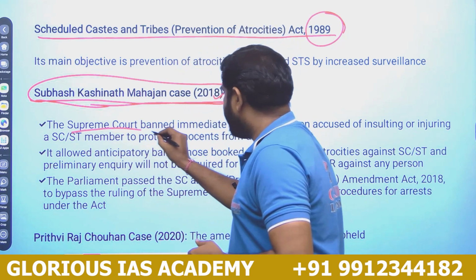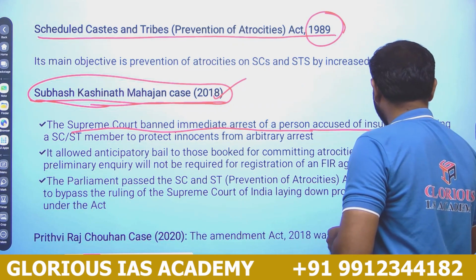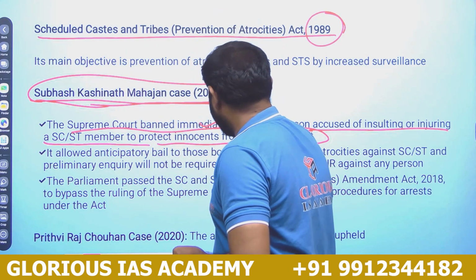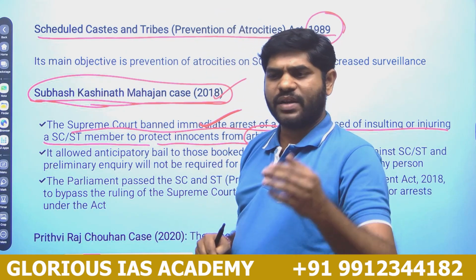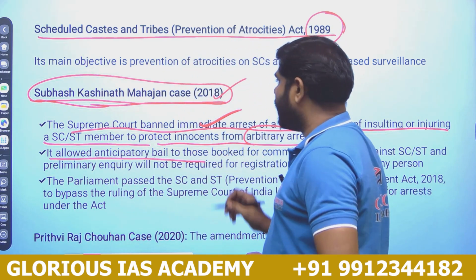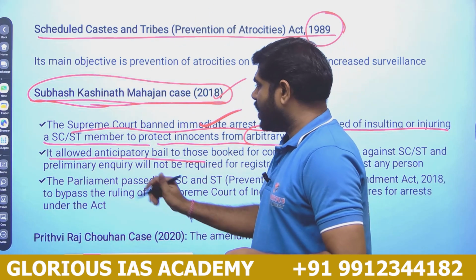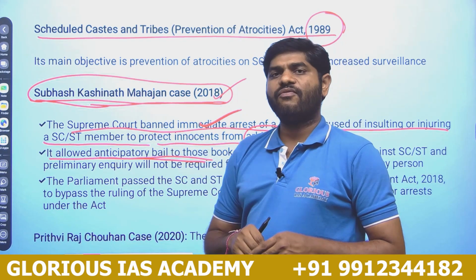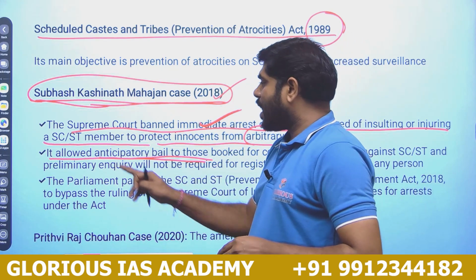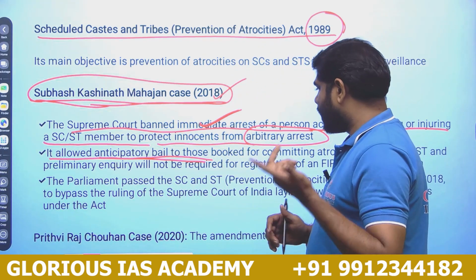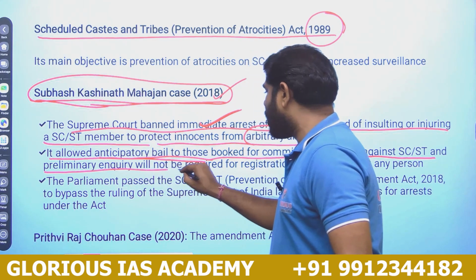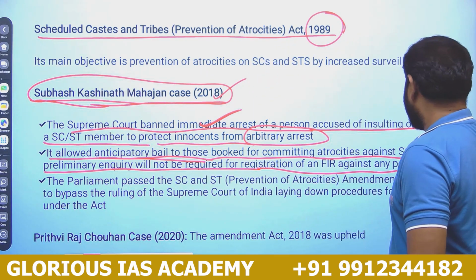First, the Supreme Court banned the immediate arrest of people accused of insulting or injuring an SC/ST member, to protect the innocent from arbitrary arrest. Earlier, police could arrest any person immediately after a complaint was registered. Next, it allowed anticipatory bail, whereas before this judgment bail was not allowed, since any offence under this act was considered non-bailable. Now the Supreme Court allowed anticipatory bail for those booked for committing atrocities against SC/STs, and a preliminary inquiry is not required for registering an FIR against that person.